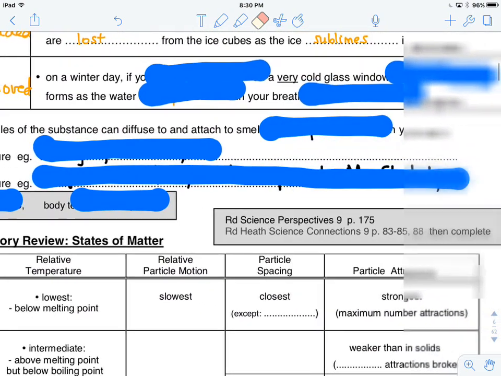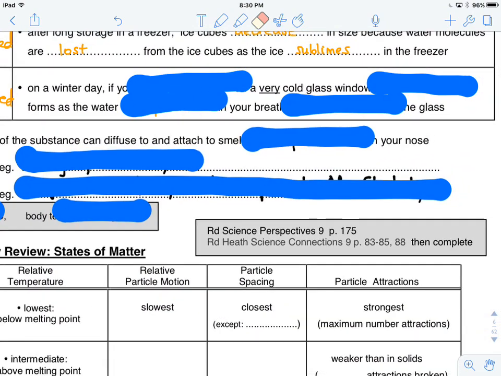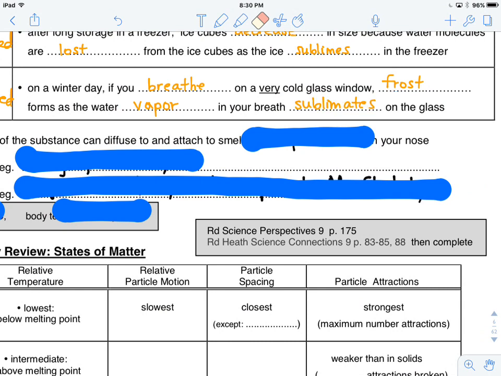And this we've all experienced, living in Canada. On a winter day, if you breathe on a very cold glass window, you'll get frost that forms as the water vapor in your breath deposits onto the glass. And that's going from water vapor right to a solid. So when you breathe onto a very cold glass window, you'll notice almost right away that there's a frost that forms.